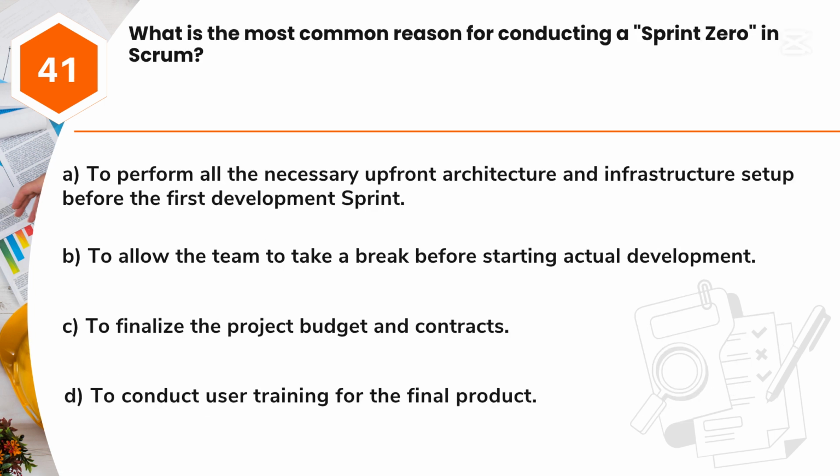Question 41. What is the most common reason for conducting a Sprint Zero in Scrum? A. To perform all the necessary upfront architecture and infrastructure setup before the first development sprint. B. To allow the team to take a break before starting actual development. C. To finalize the project budget and contracts. D. To conduct user training for the final product.